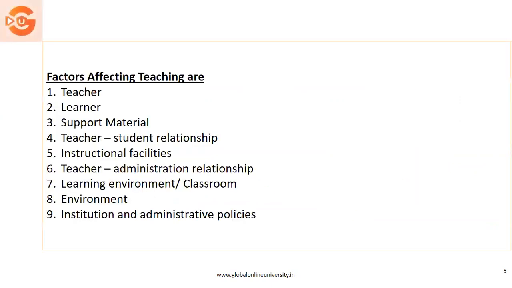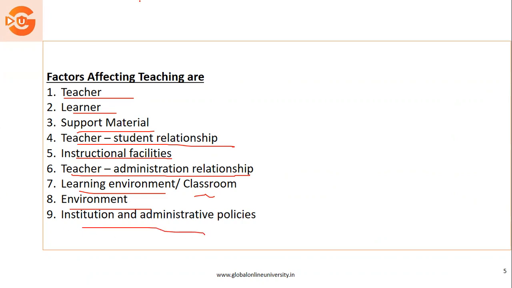So let's start with what the factors are which affect teaching, as per the pointers given in the syllabus. The first is teacher, then learner, that is the student, support material, teacher-student relationship, instructional facilities, teacher-administration relationship, learning environment as well as classroom environment, and institution and administrative policies. So let's first understand every factor one by one.